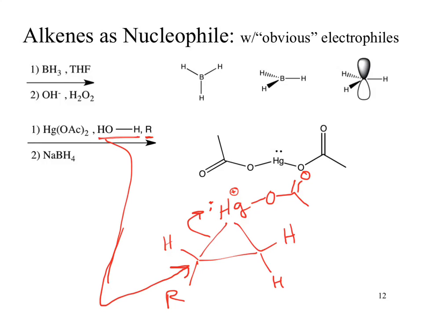Right? Mercury is particularly toxic, not a pleasant thing to be exposed to. Why should we deal with mercury when we don't have to? Do we have a carbocation in the case of the mercury? No, there is no carbocation intermediate.